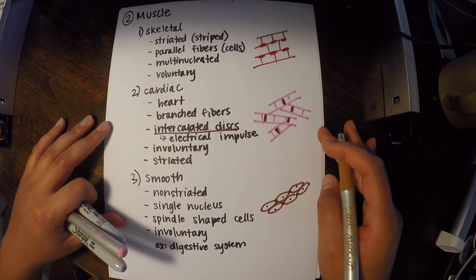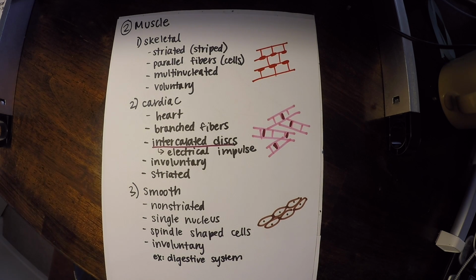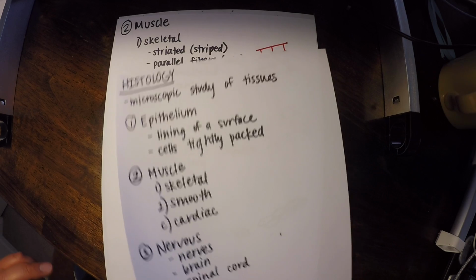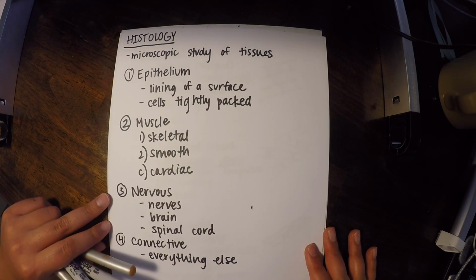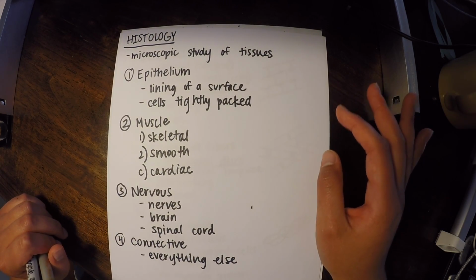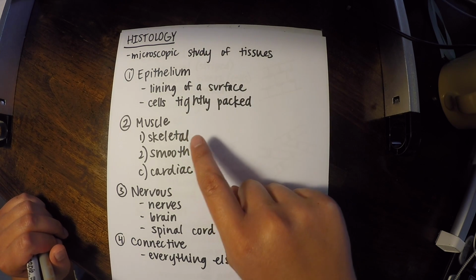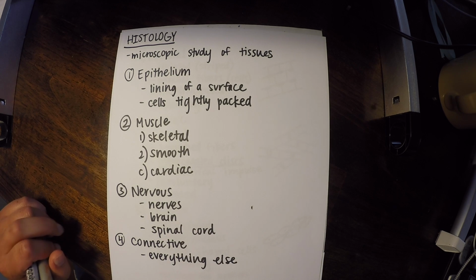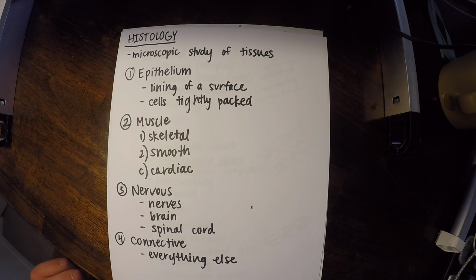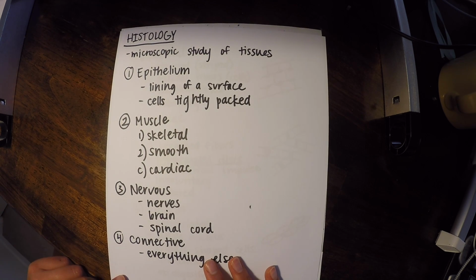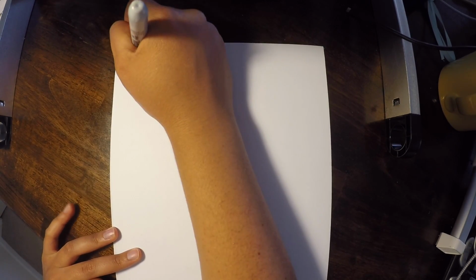Alright, so now that covers all the three different types of muscle tissue. Now we're going to go back to this main outline that we started with. So remember, all the different types of tissues, we went over epithelial tissue, or epithelium. We went over muscle. Now we're going to go over the different types of nervous tissue, or just a little more detail about the nervous tissue. So our third type of tissue is nervous.